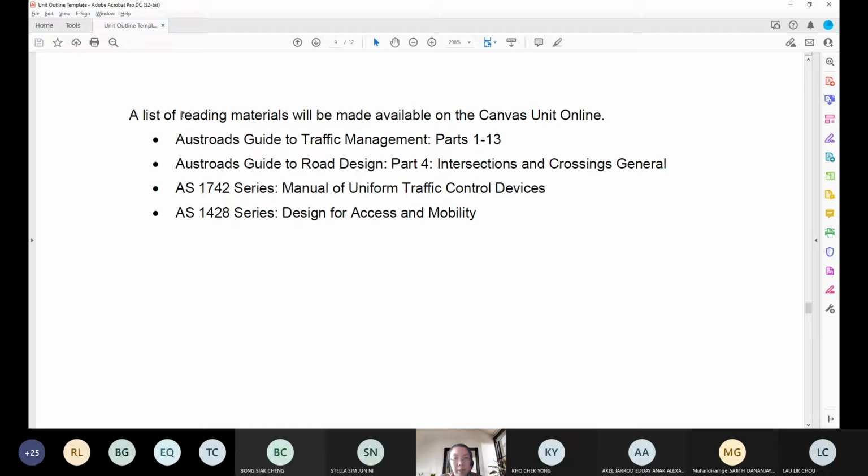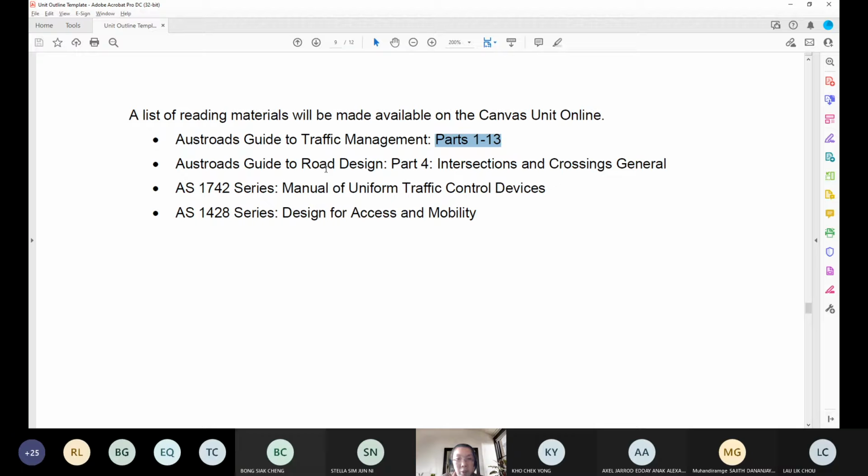Okay, the guidelines that we'll be using are mostly from Austroads Guide to Traffic Management. There are 13 parts in total. We'll use some of the parts, definitely, but you can access all these 13 parts from Austroads' website. You just need to register an account with them for free using your email address, and you can set your password, and then you should be able to access this.